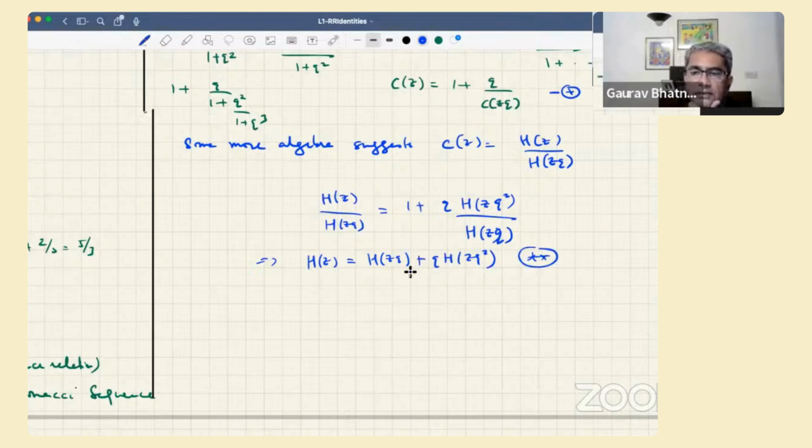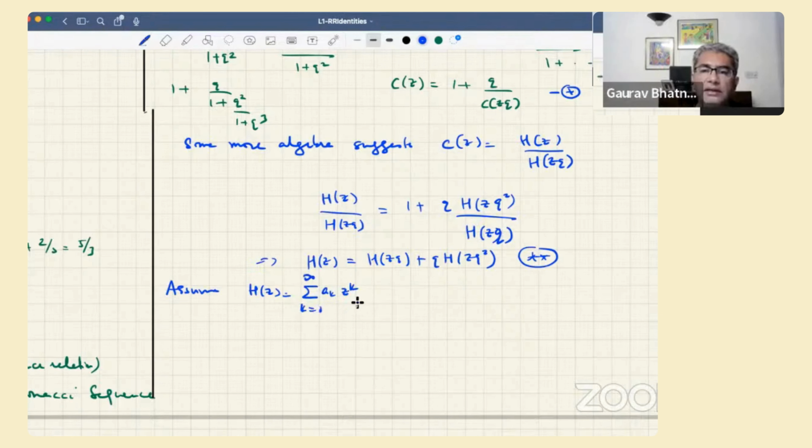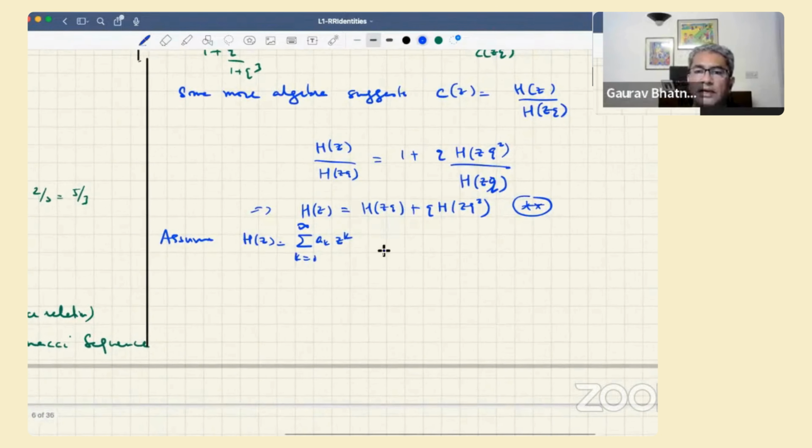Again, we want an expression for h, so we assume now. There is an inspired choice, and this is also something we do in math all the time. We assume that the solution is some kind of power series. So assume that h of z is the summation of the form a_k z raised to k, a formal power series in z. Assume this and plug it in here.